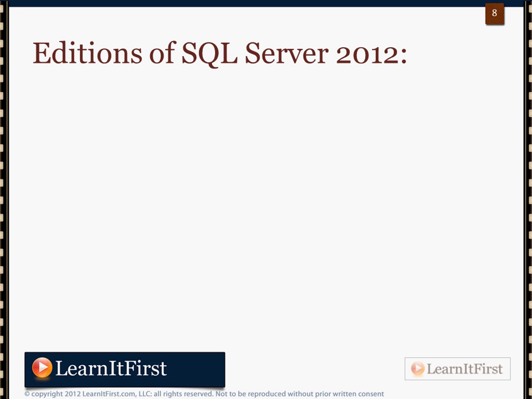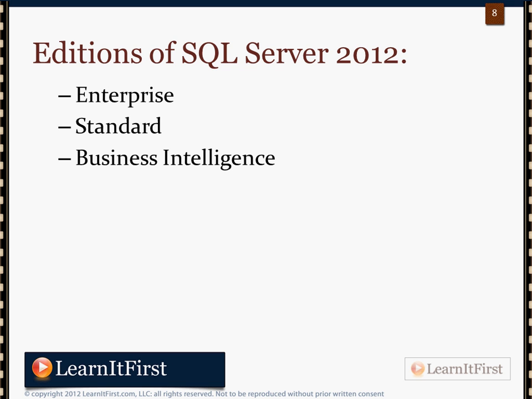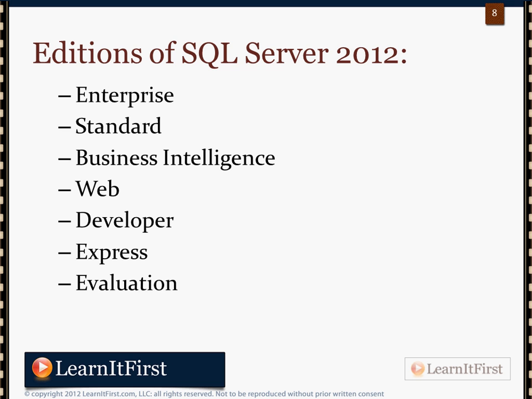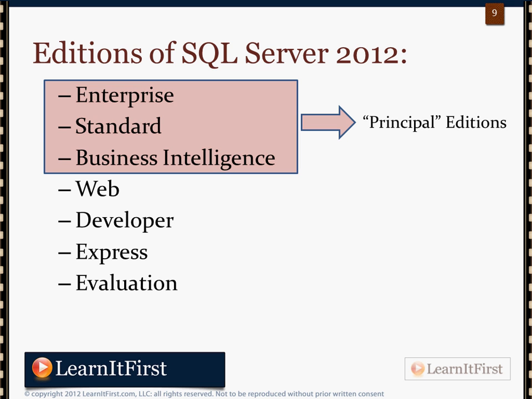So let's get into the editions. Enterprise, Standard, BI edition. Hey, that's new in 2012. Web, Developer, Express, and Evaluation. Now, you notice SQL Server Compact is not listed here, and technically it still is an edition, but in an overview course, I'm not really going to talk too much about it. But let's talk a little bit about some of these. We're not going to cover every single one of them here.